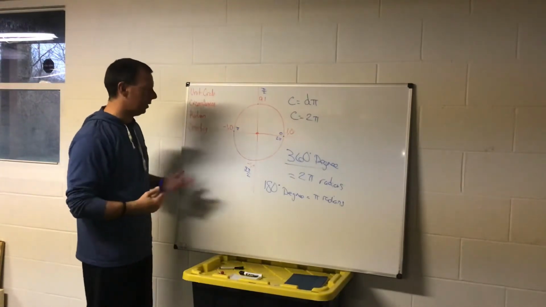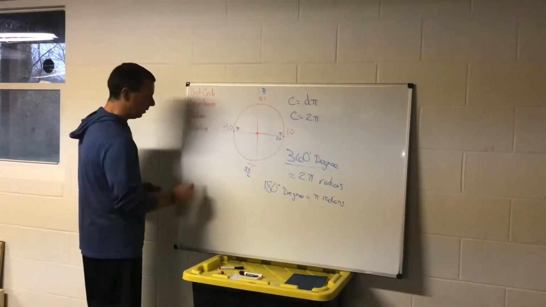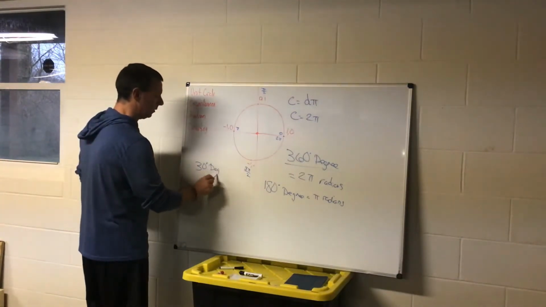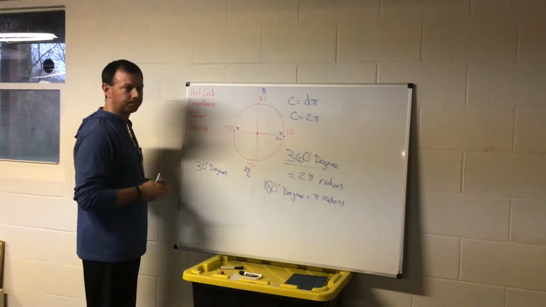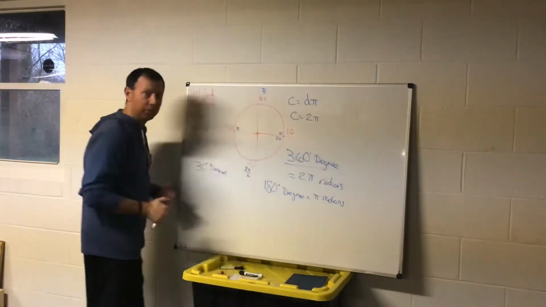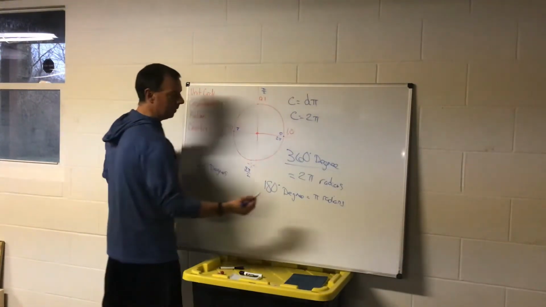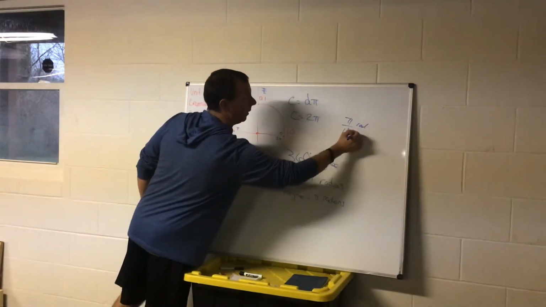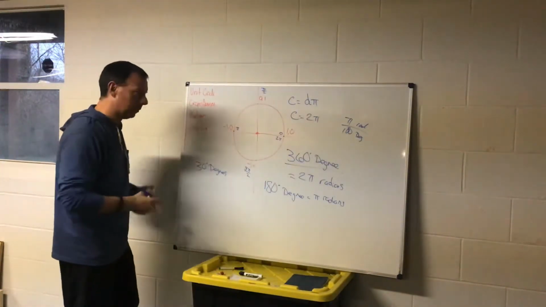Now, converting between degrees and radians, we'll use this right there. I'll just do it down here. So if I wanted to say, how many radians is 30 degrees? I like to write out the word degrees, because by manipulating my units, I'll be able to find out how many radians this is. So my conversion here is pi radians and 180 degrees.